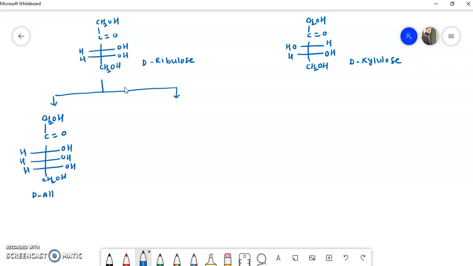Remember, D-allulose. Similarly, we can draw the structure for another molecule like this. You have to do the minor change, that whatever carbon atom you are adding, now write down the hydroxy group on the left hand side. Rest of the OH groups are as it is. Okay, so the name of this compound is D-fructose.